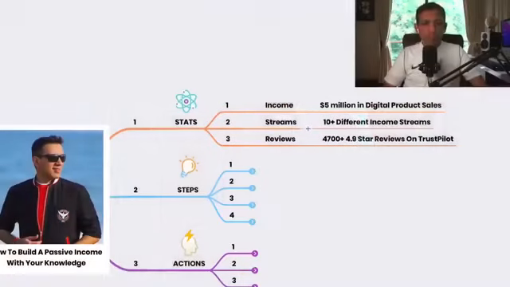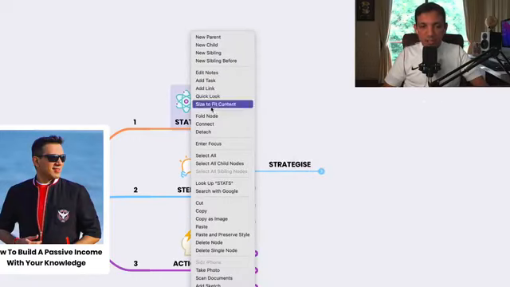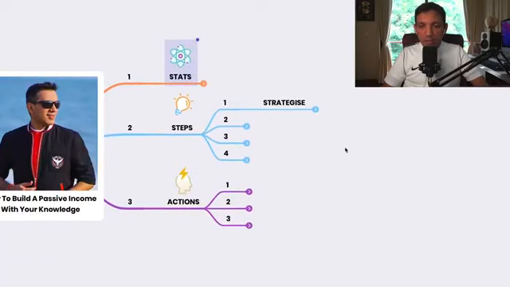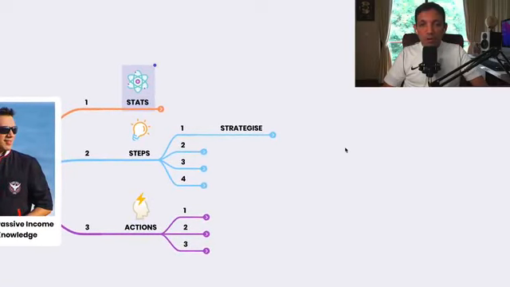So I'm going to share with you 4 steps on how you can create a passive income stream for yourself with the knowledge that you have. And let's get into the mind map. Okay. The first step is you need to first strategize. Like for me, let me just close these notes. The first step is you need to get to the drawing board and think about exactly what you should do.